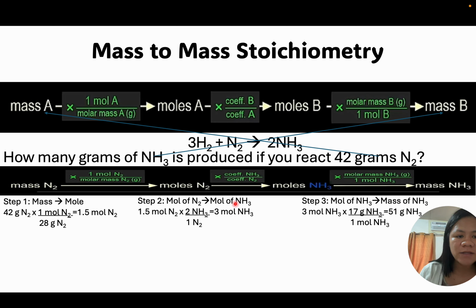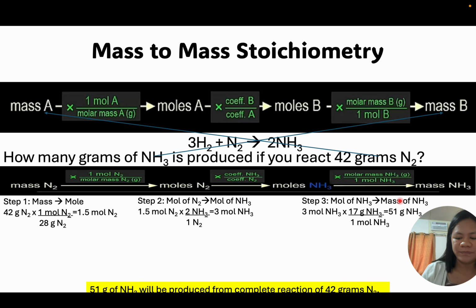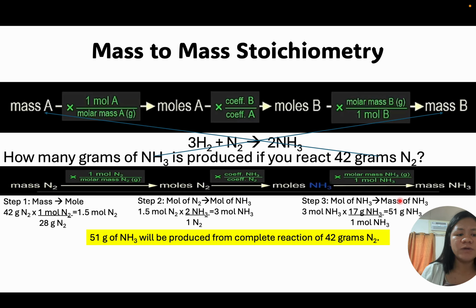Since our answer in step 2 is 3 moles of ammonia, this will be our given. Then we deal with the molar mass of ammonia, which is equivalent to 17. And we put the moles at the bottom in order to cancel this. And we'll get 51 grams of ammonia. Take note, 51 grams of ammonia will be produced from complete reaction of 42 grams of nitrogen.